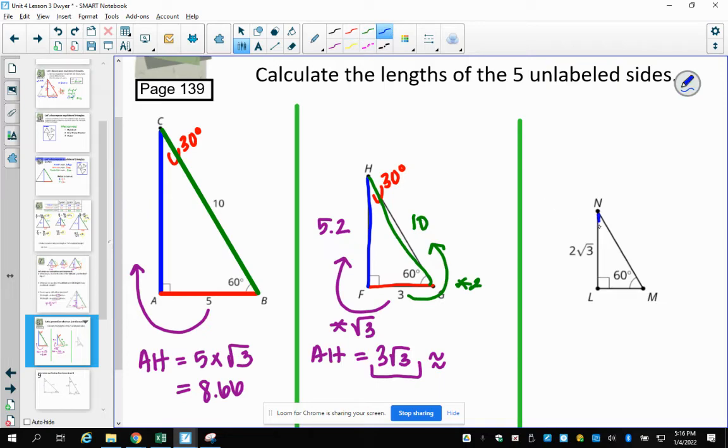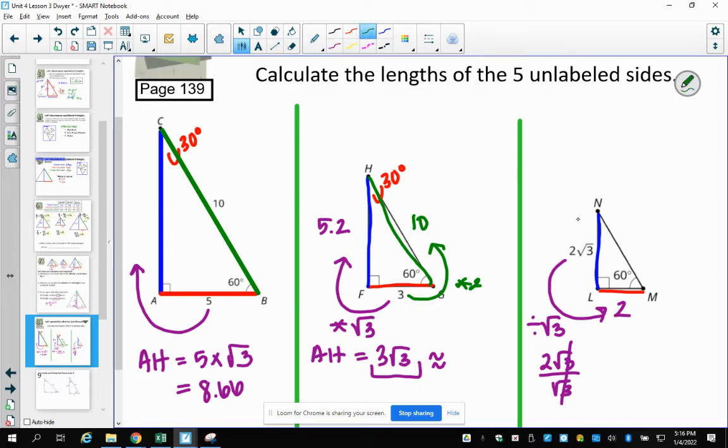This time they give us the altitude. So remember, previously we've gone short times the square root of 3. So how do we go backwards? Going backwards would mean that I need to divide by the square root of 3. So we're going to take 2 square root 3 and divide by square root 3. Guess what? Those will just cancel. Square root 3 divided by square root 3 is 1. So we just get that this short leg is 2.